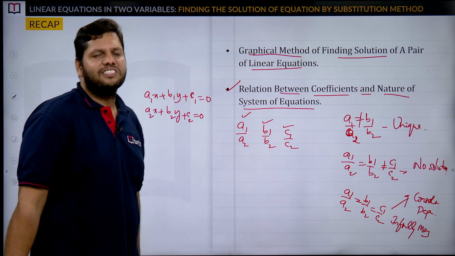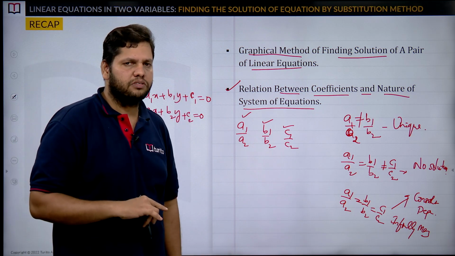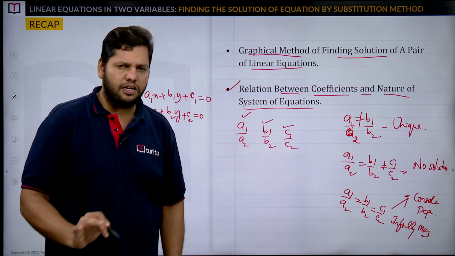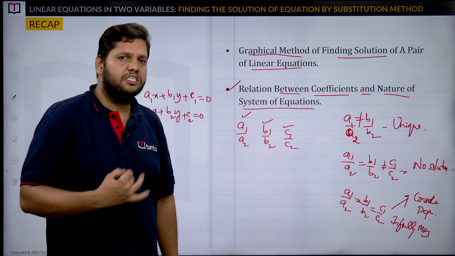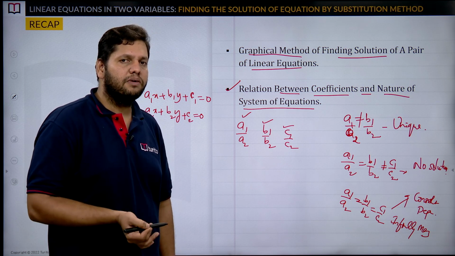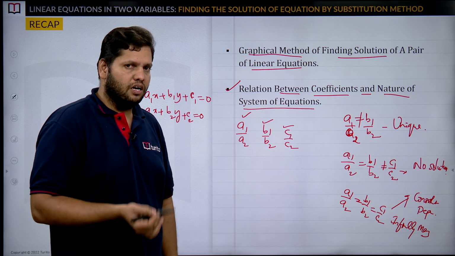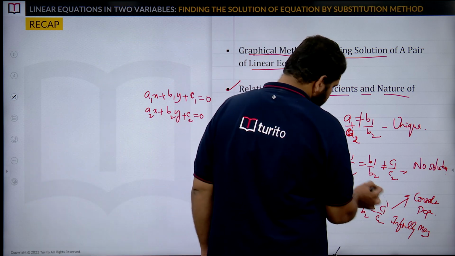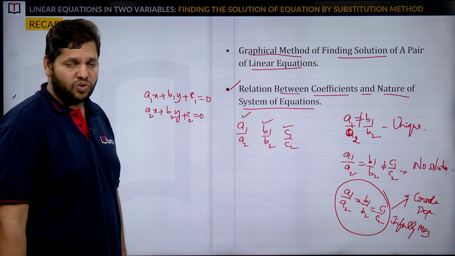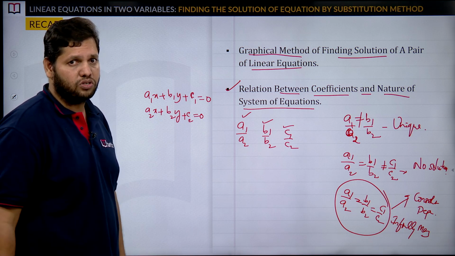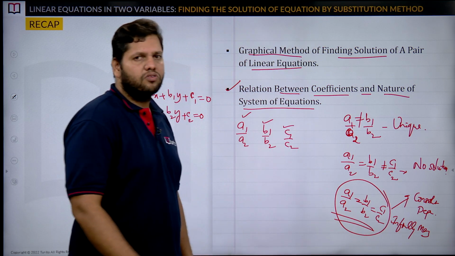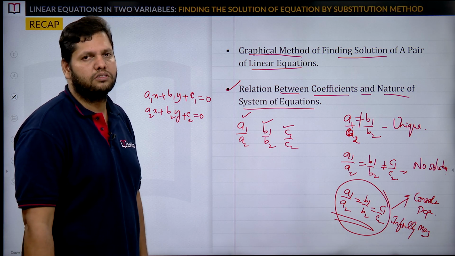Consistent means we again have two types: dependent and independent. Independent means it has a single solution, no issue at all. If it is dependent, it can have infinitely many solutions. Here, dependent means the two lines coincide with each other, one line lying on another line. The two lines coincide, therefore it can have infinitely many solutions.